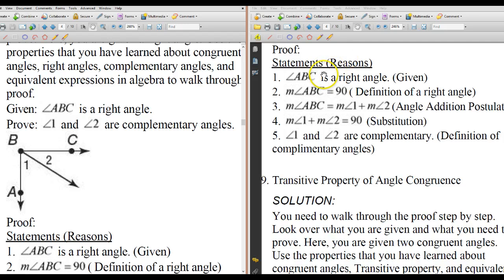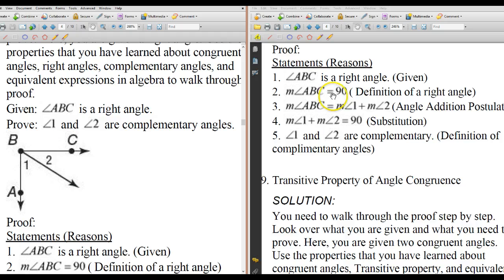So let's state our given information. Angle ABC is a right angle. That is given. If it is a right angle, we know by the definition of a right angle that its measure is 90 degrees. So in statement 2, the measure of angle ABC equals 90. Definition of a right angle. Now this could also go the other way. If we stated that the measure of angle ABC equals 90, and then we said that angle ABC is a right angle, our reason would still be definition of a right angle.